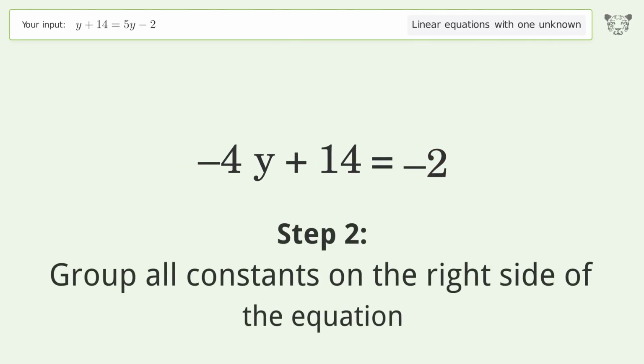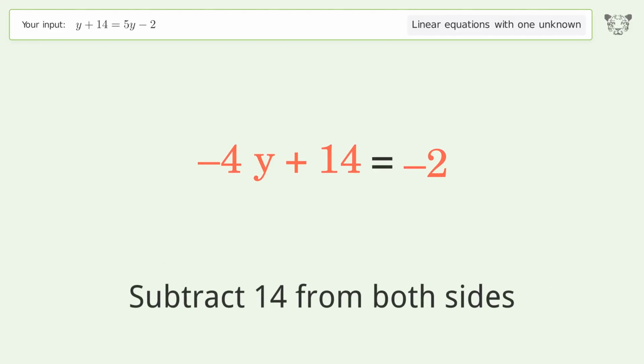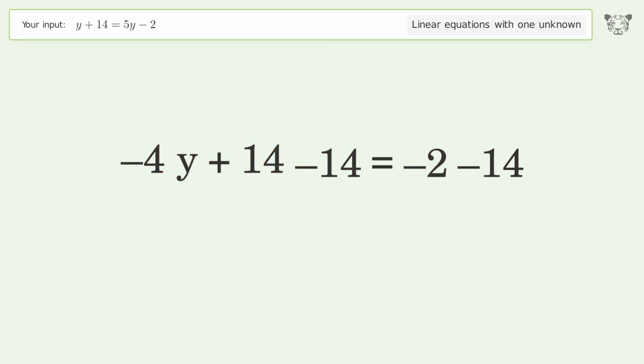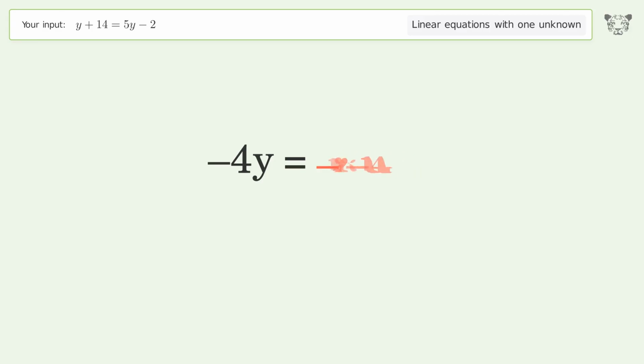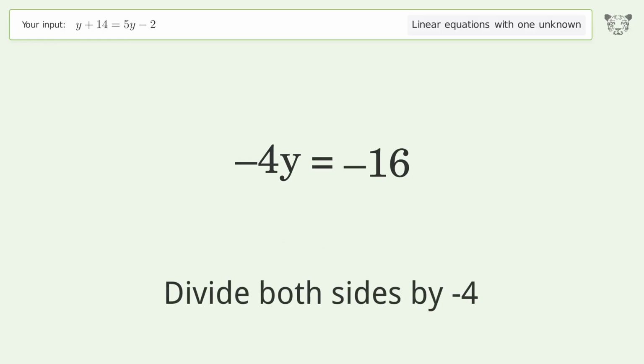Group all constants on the right side of the equation. Subtract 14 from both sides. Simplify the arithmetic. Isolate the y. Divide both sides by -4.